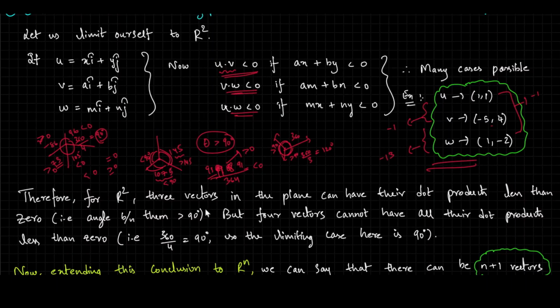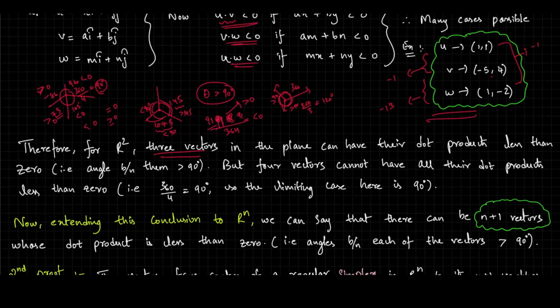So therefore for R square, 3 vectors in the plane can have dot products less than 0. That is, the angle between them is greater than 90. But 4 vectors cannot have all the dot products less than 0, because 360 divided by 4 is equal to 90. So the limiting case here is 90 degrees. Fine. Now extending this conclusion to R^n, we can say that there can be n plus 1 vectors whose dot products are less than 0, because in R square we got 2 plus 1, which is equal to 3 vectors. So in R^n we get dot products less than 0 for n plus 1 vectors.